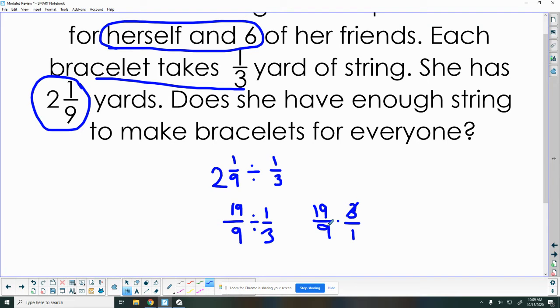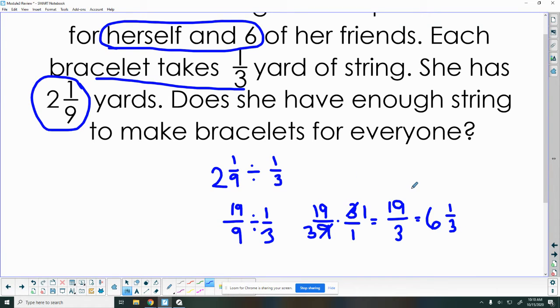So I'm going to use the greatest common factor of 9 and 3 to divide. 3 divided by 3 is 1. 9 divided by 3 is 3. So now I have 19 times 1 is 19. 3 times 1 is 3. So 3 goes into 19 6 whole times. 6 times 3 is 18. To get from 18 to 19 takes one more piece out of 3.